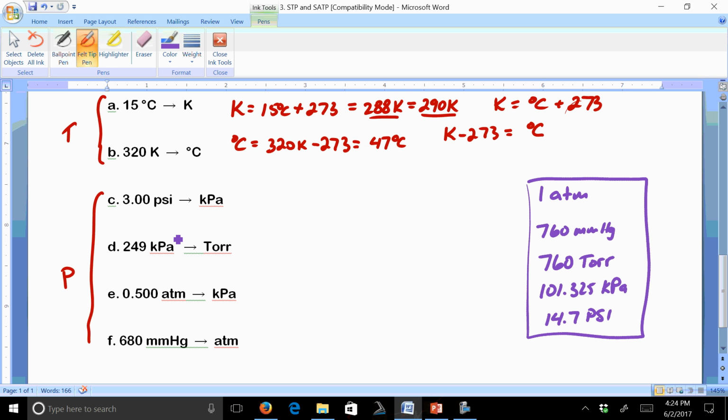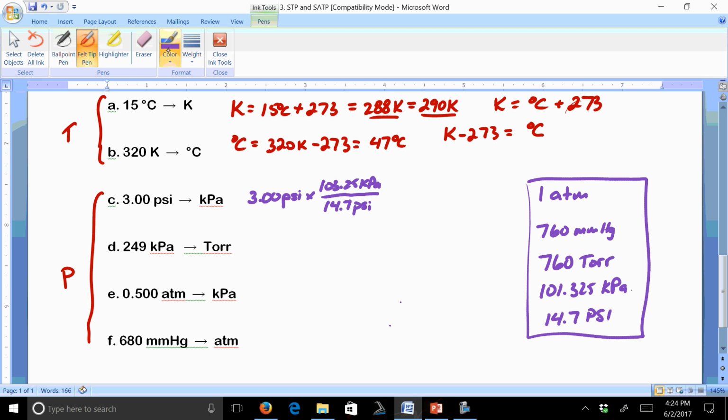So I'll go through the first one, but then I'd like you to try some of the other ones on your own. So what we have here is 3.00 PSI. I'm going to change it into kilopascals. So I'm going to write down my pressure in PSI, and then use a conversion factor. I'm going from PSI to kPa. I look at the equivalent. So know that 14.7 PSI is equal to 101.325 kPa.